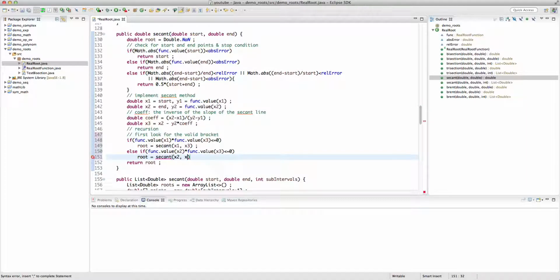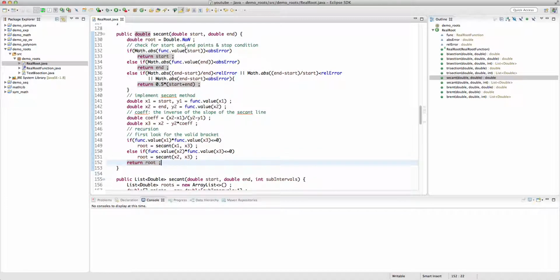All right, and then we're going to return the root. So we go into the recursion and then we come back and return the root. If none of them is a bracket, we just return that, okay?